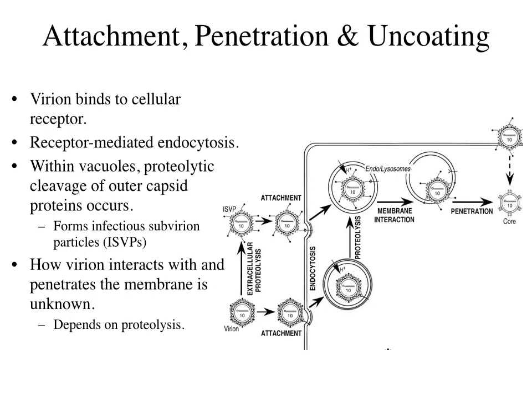After attachment to a receptor, the virion is brought into a cell by receptor-mediated endocytosis. In the endosome, cleavage of capsid proteins form the ISVP, or infectious subvirion particles. The ISVP is capable of breaching the endosomal membrane and gaining entry into the cytoplasm.